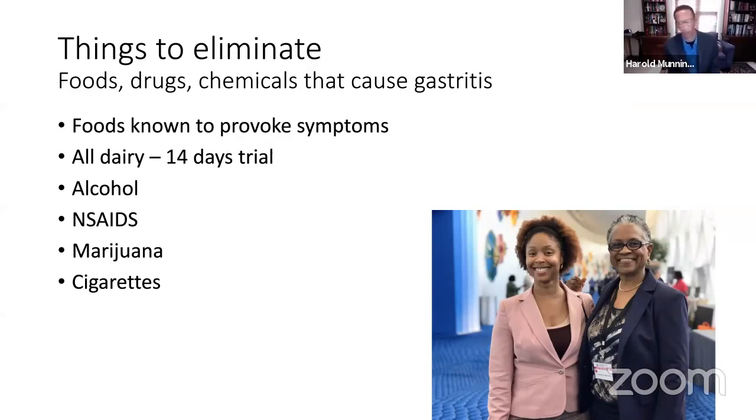But this comes every day. "Doc, I knew that when I ate that conch salad that it was going to make me unwell, but I thought I really needed to have that. Wanted to have some." You eliminate all dairy.